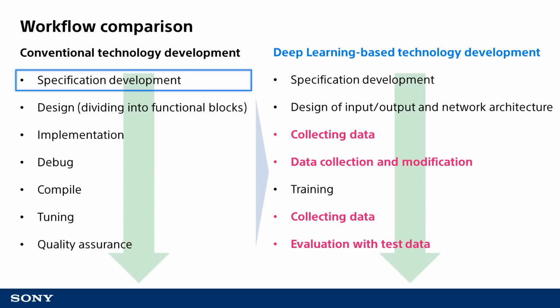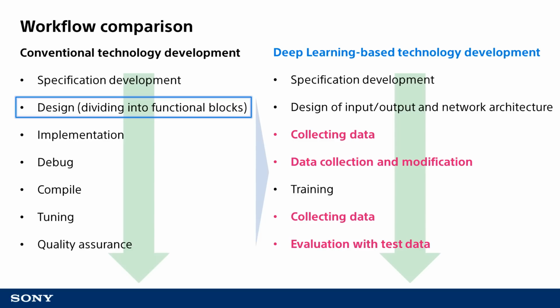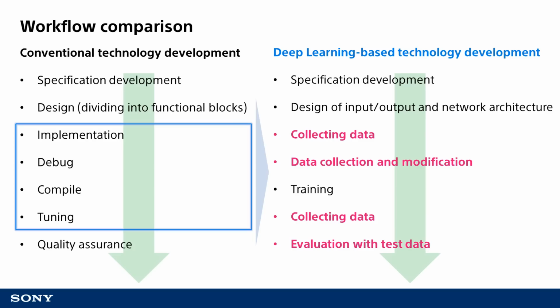With conventional development, first requirements and specifications are determined. The architecture is then designed to divide functionality into blocks. Once developed, the code is then debugged and compiled as part of the final tuning process. Quality assurance is performed, and then the software is released.